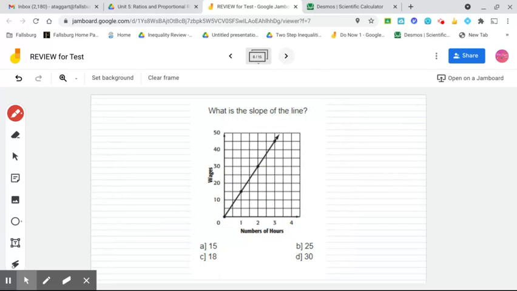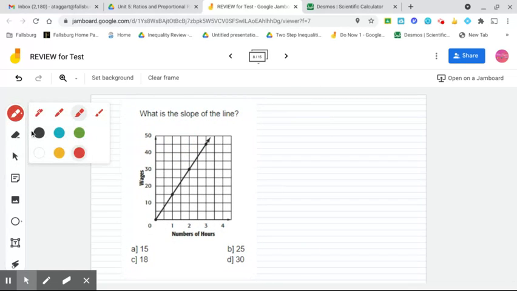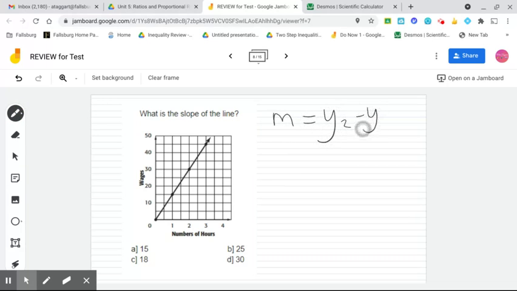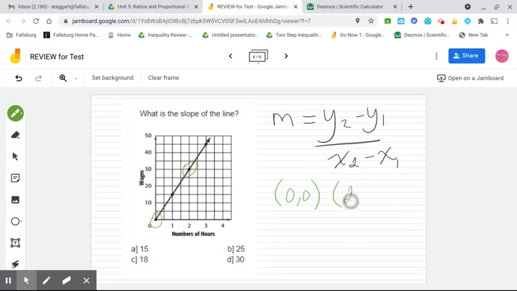Next, what is the slope of the line? So slope, this is where we had that formula. Let me write it down. So this formula was m equals y2 minus y1 over x2 minus x1. And this is again where we pick 2 points. So I'm going to pick the point 0, 0. And another point that I'm going to pick is 2, 30. So after I pick my 2 points, it does not matter what 2 points you pick. You would still get the same answer.